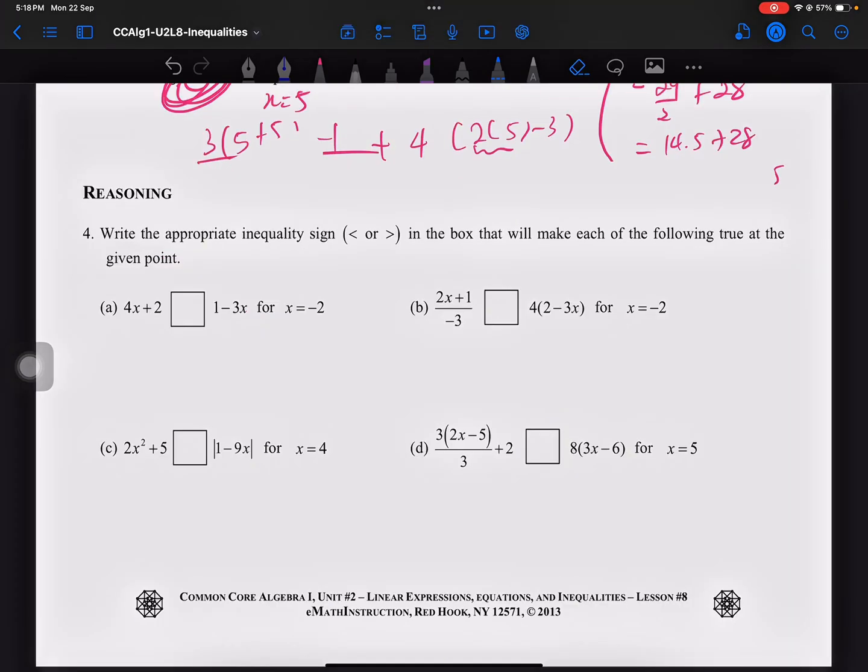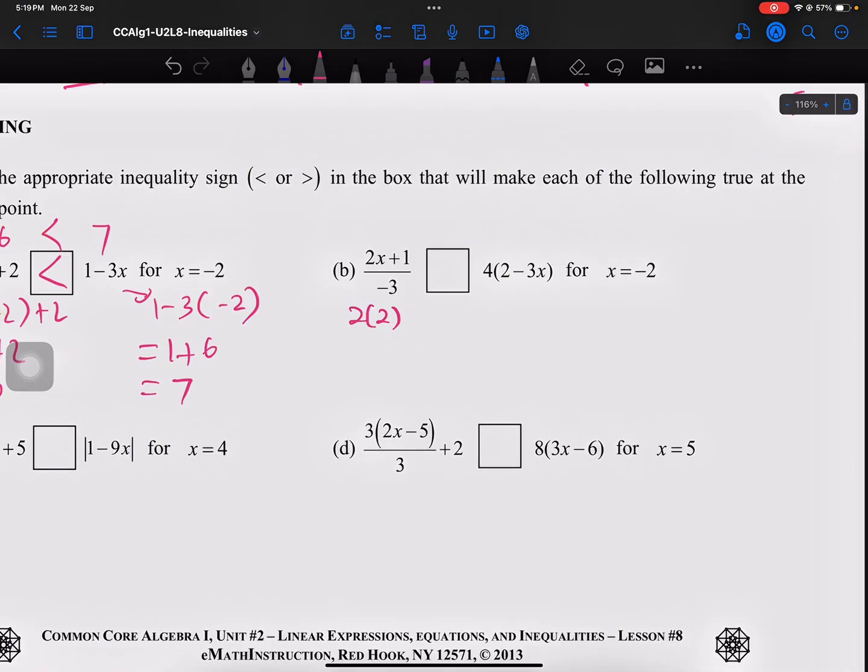Now we take the reading here. We will put negative 2 inside. So substitute negative 2, then we simplify both sides and then we pick lesser or larger. So 4 times negative 2 plus 2 is negative 8 plus 2, which is negative 6. And for this, 1 minus 3 times negative 2, it is 1 plus 6, it is 7. So should we put lesser or larger? Of course, negative 6 is lesser than 7. So lesser.